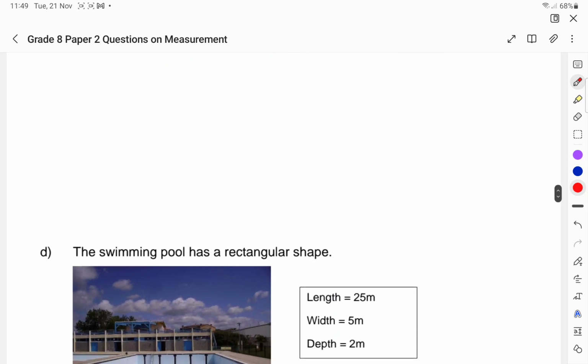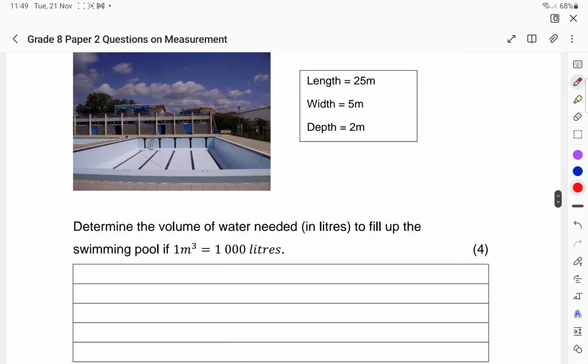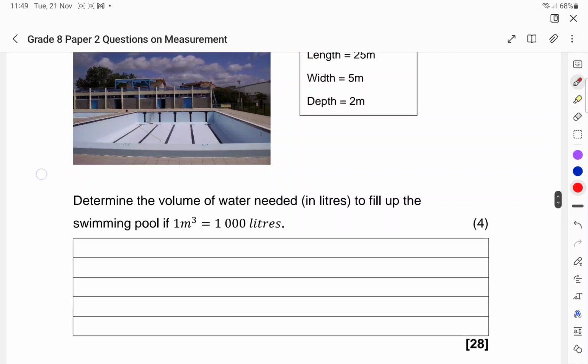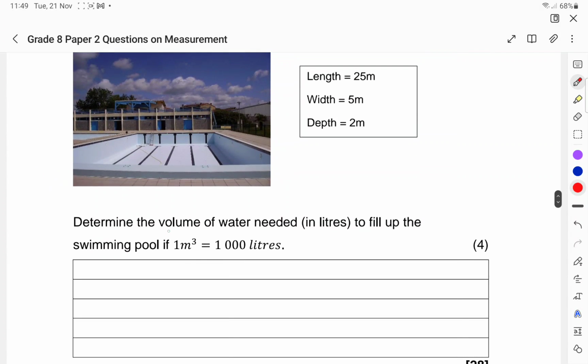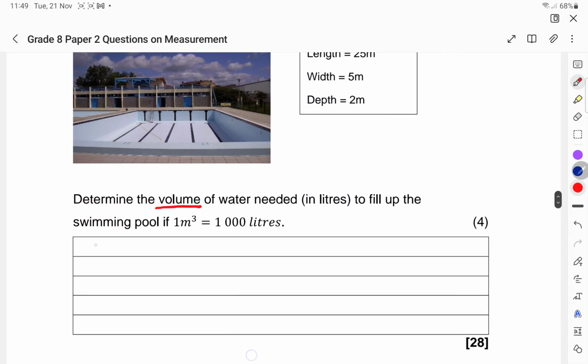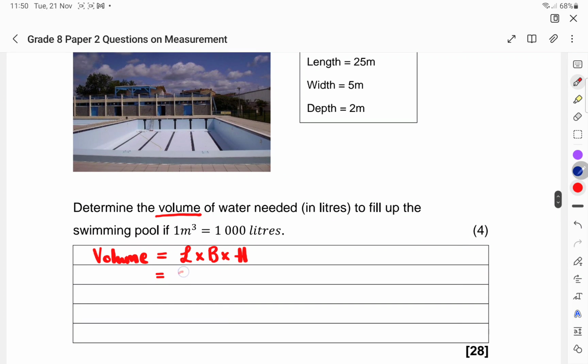All right, off to our next question. A swimming pool has a rectangular shape. The length, the width, the depth. Determine the volume of water needed in liters to fill up the swimming pool if 1 meter cubed is 1,000 liters. Okay, so very important. We want to work out the volume of the swimming pool. And for the volume, you don't get a mark for writing the formula, length times breadth times height. What you get marks for is inserting the values correctly.